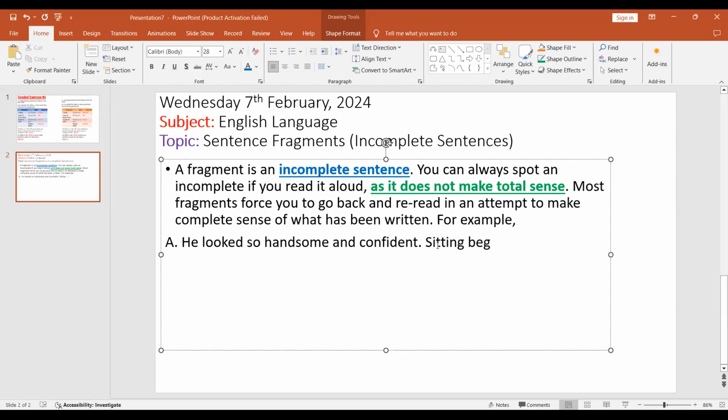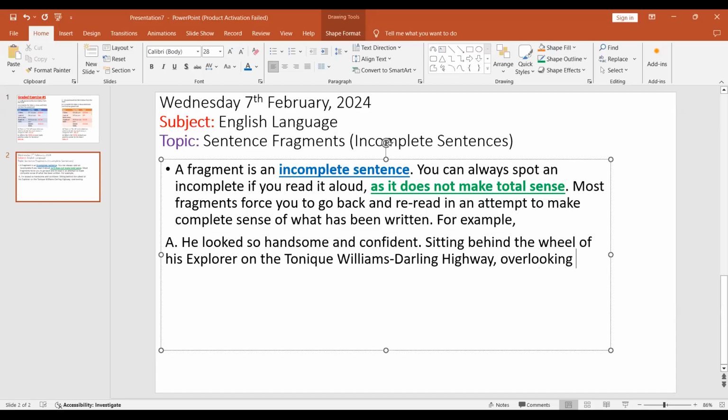He looks so handsome and confident, sitting behind the wheel of his Explorer on the Tonic Williams Darling Highway, overtaking the cars.